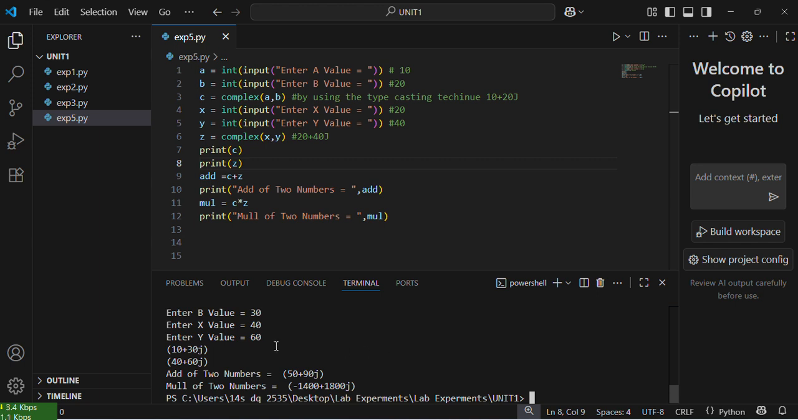What is the first complex number? 10 plus 30j. The second complex number is 40 plus 60j. The addition of the two numbers is 50 plus 90j. The multiplication of the two numbers is minus 1400 plus 1800j. This is the fifth experiment of Python programming.